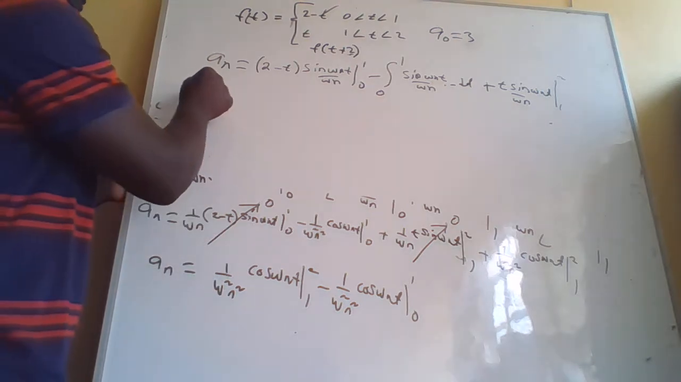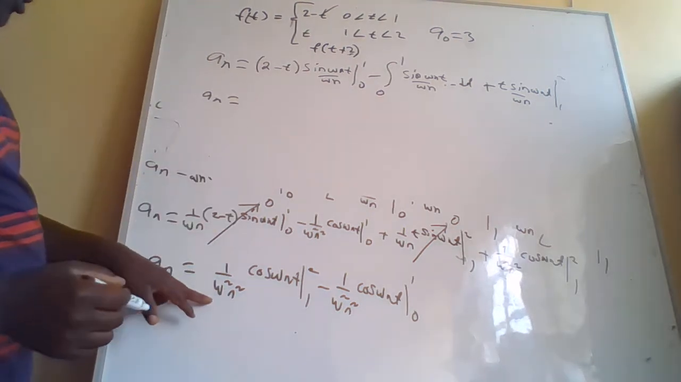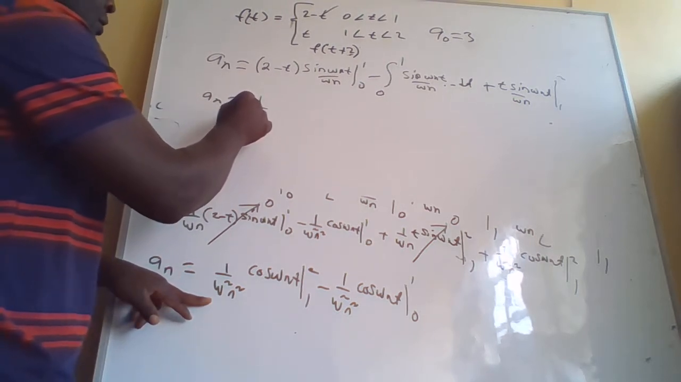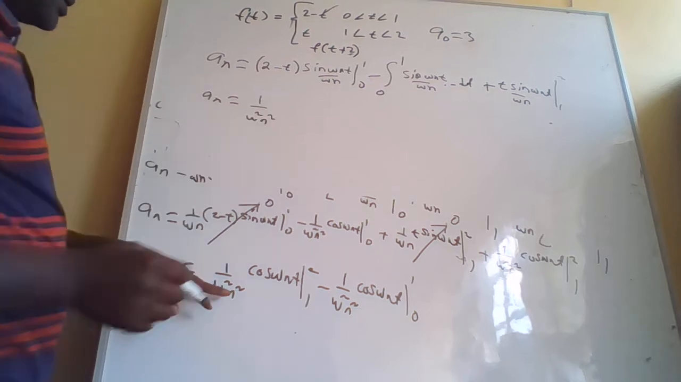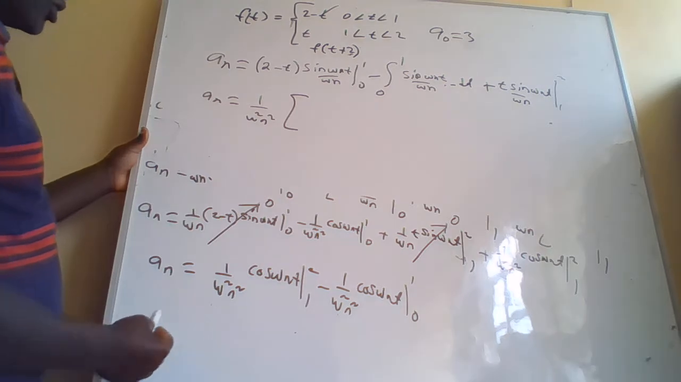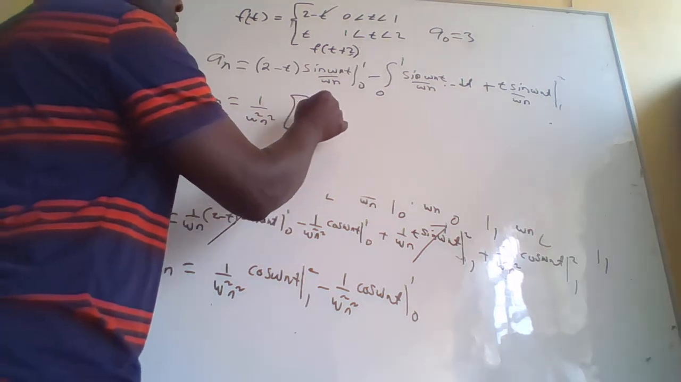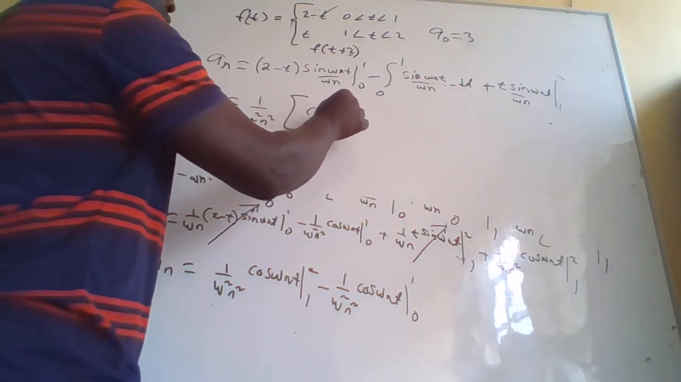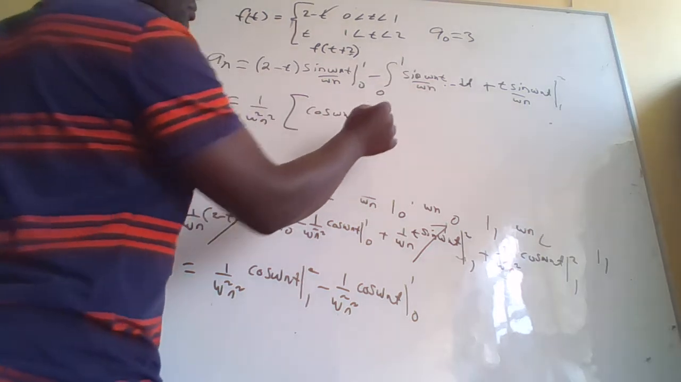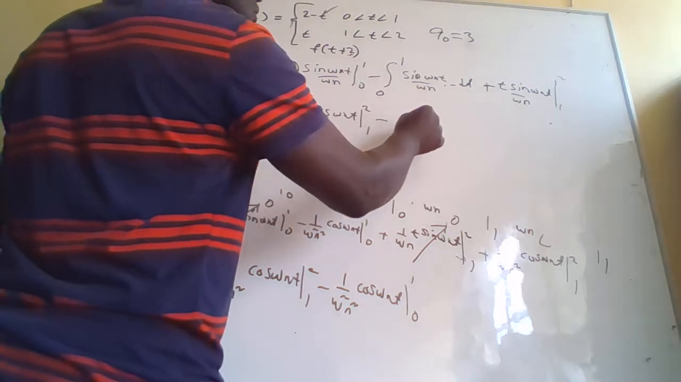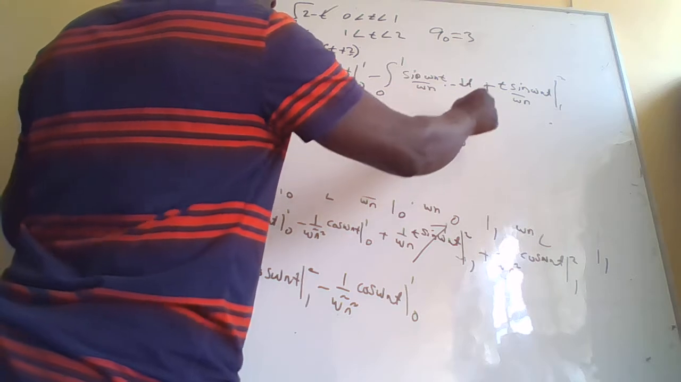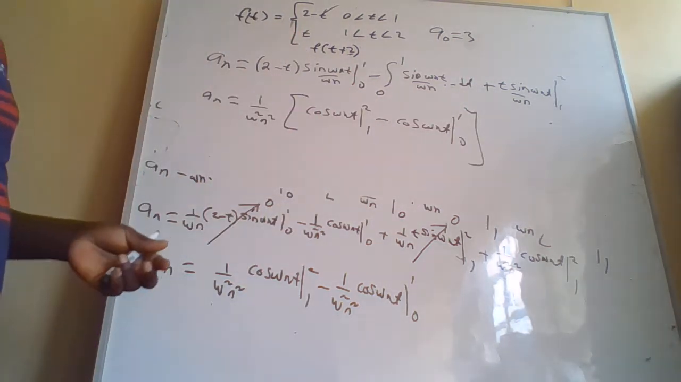Now here, our an will be equal to 1 over omega squared n squared, and we can factorize out because it's the same, into cos, then minus, like that.